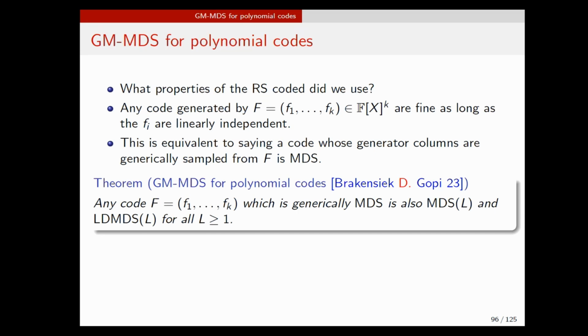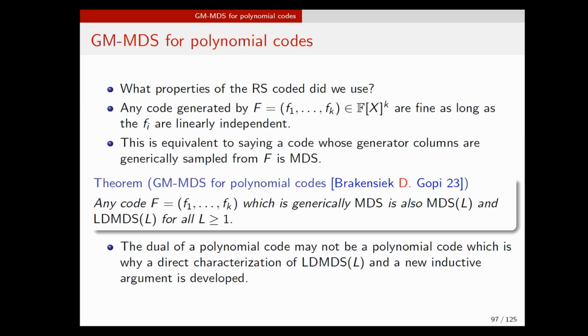LD-MDSL is a little tricky because a general code does not have self-duality. It's not like I take a polynomial code and look at its dual, and it's again going to be a polynomial code. But it's possible to directly write an algebraic characterization of LD-MDSL, and then you can prove a GM-MDS style theorem there. So the upshot here is that this GM-MDS theorem really only uses the fact that the functions 1, x, x squared, through x to the k minus 1 are linearly independent.